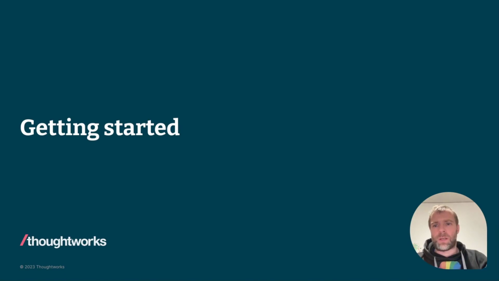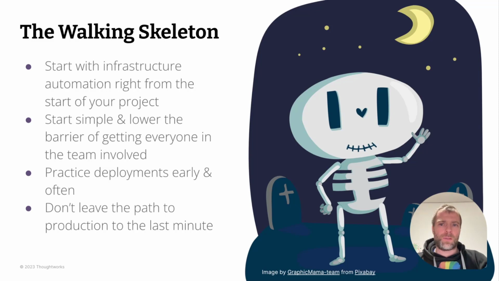A question we get asked frequently when starting with infrastructure automation in new teams is, how do you actually get started? And the answer to that is what we sometimes call the walking skeleton. So in practice, this means you should start with infrastructure automation right from the start of your project. You should start very simple and thereby lower the barrier of getting everyone in the team involved.